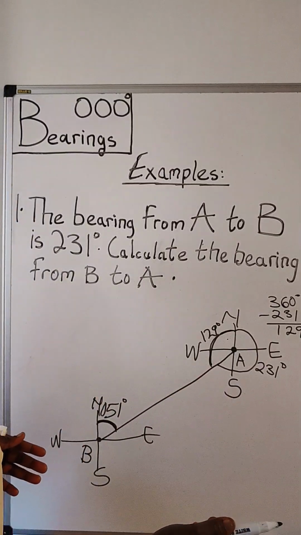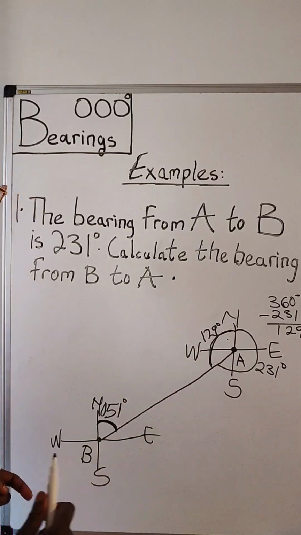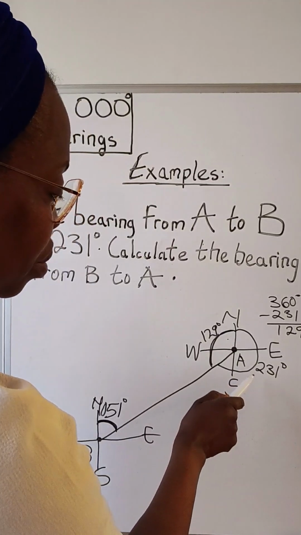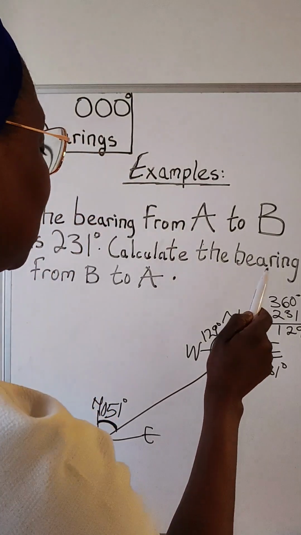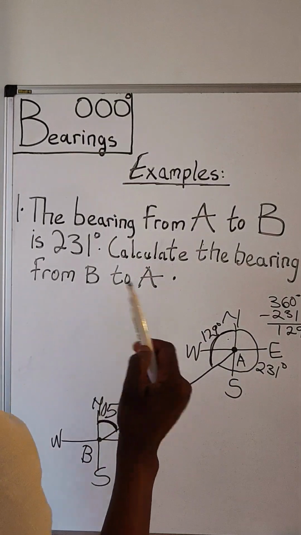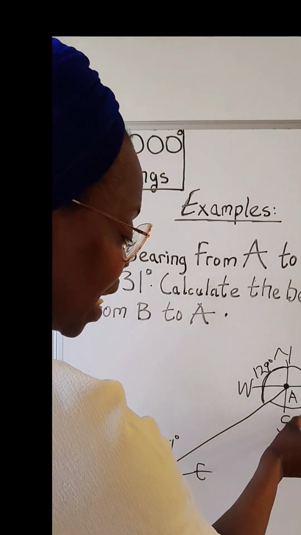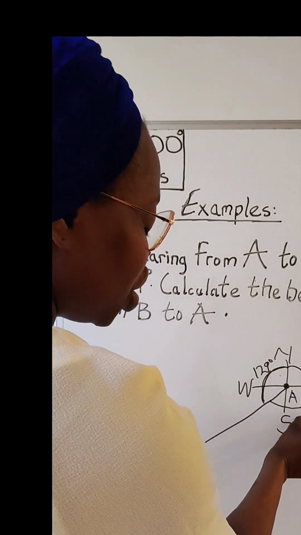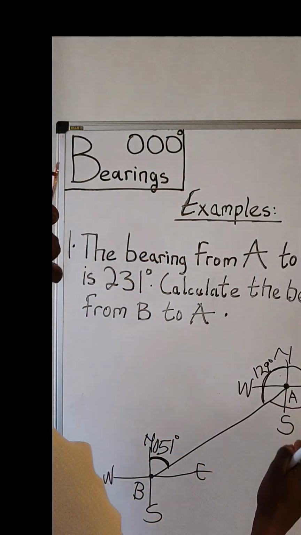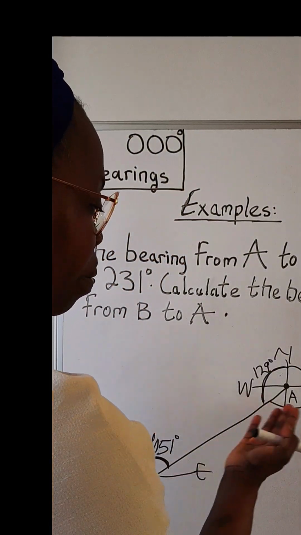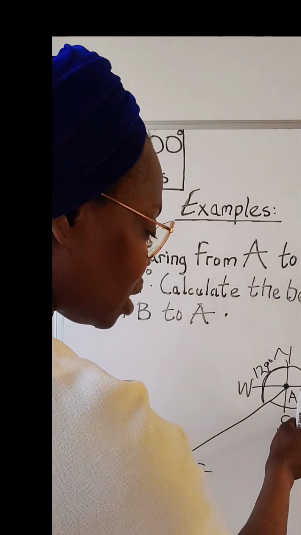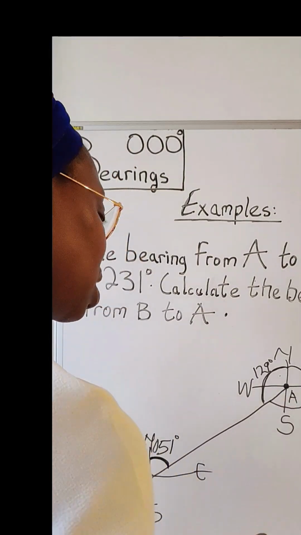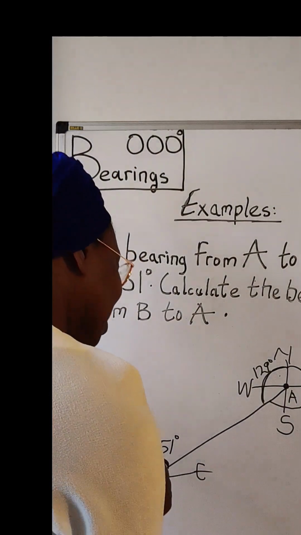For the other one, which is the opposite bearing, the initial bearing we were given is 231 degrees for the bearing from A to B. So for this case, since the bearing given initially is more than 180 degrees, and we are asked to find the opposite bearing, we're going to subtract 180 degrees from 231, and the remainder will be 51 degrees.